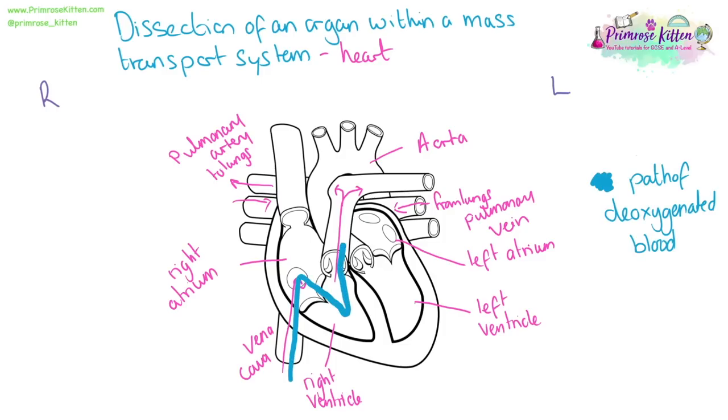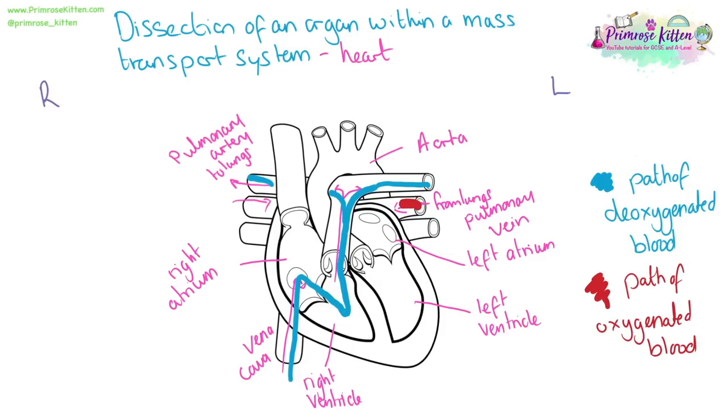We have deoxygenated blood coming in through the vena cava, into the atrium, down to the ventricle, and then being pumped out via the pulmonary artery to the lungs. Oxygenated blood will come back from the lungs via the pulmonary vein, into the left atrium, down to the left ventricle, and then pumped around the rest of the body via the aorta.